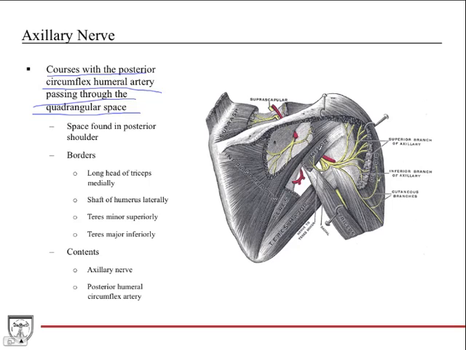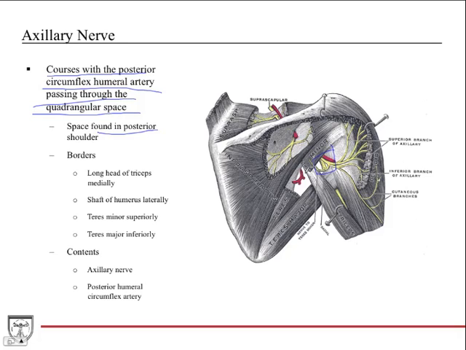The axillary nerve comes out of the shoulder region in this quadrangular space with the posterior circumflex humeral artery. So it's a space found in the posterior shoulder. Now the borders, this is a very common anatomy test question, more so than a boards question, but it's a good thing to know, especially for your class exam and just understanding the anatomy.